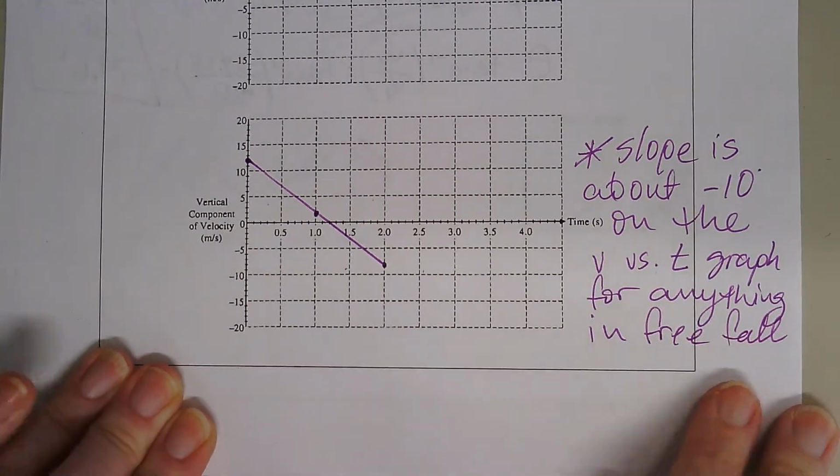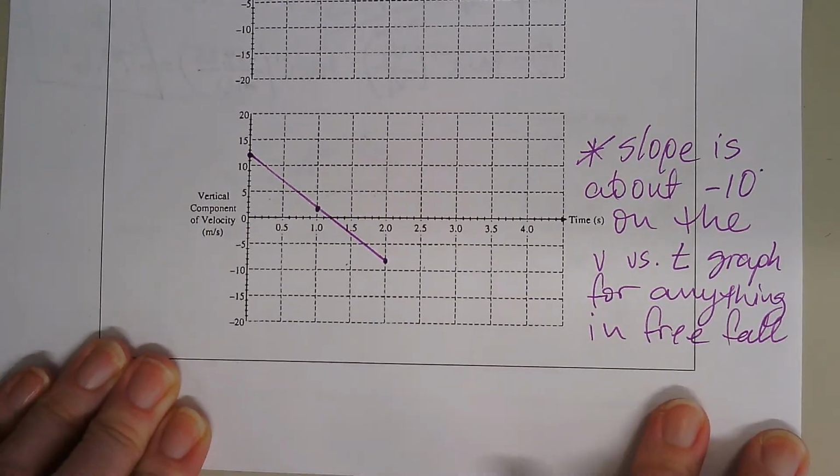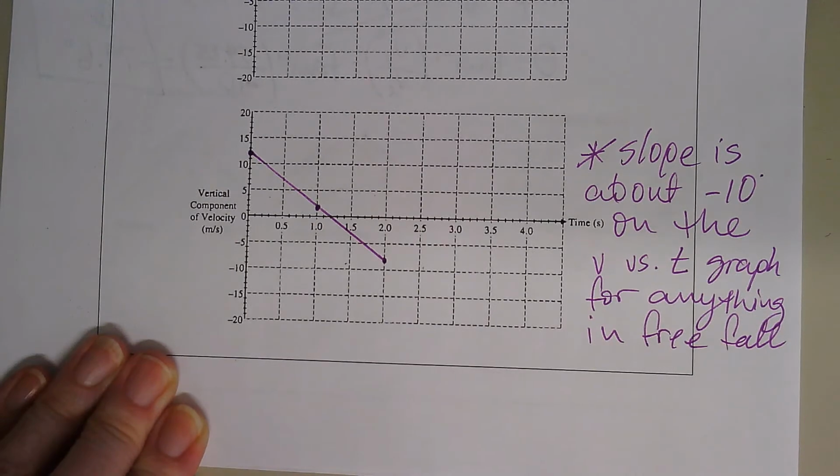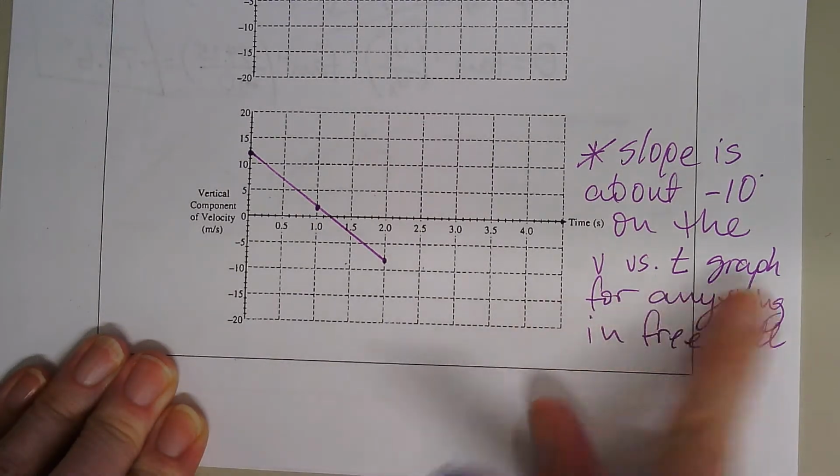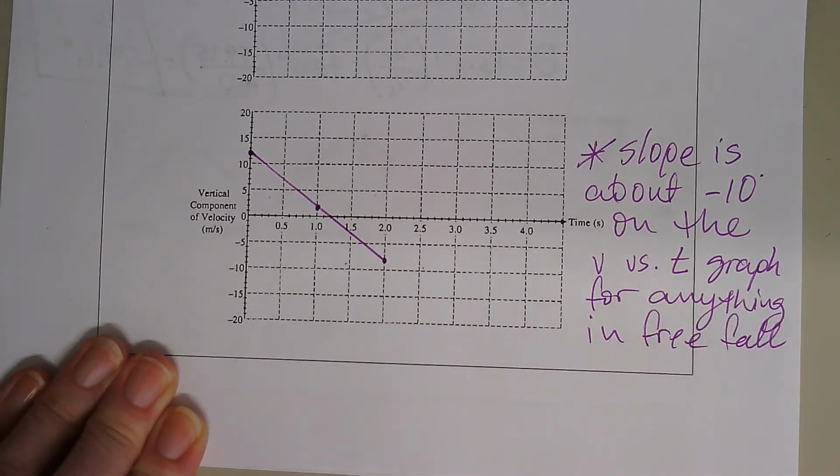I said it, but I want you to write it in your notes, that your slope is about -10 on the V versus T graph for anything in free fall. So I want you to write that in your notes. And again, why did we stop it at 2 seconds? It only takes 2 seconds to get to the fence.